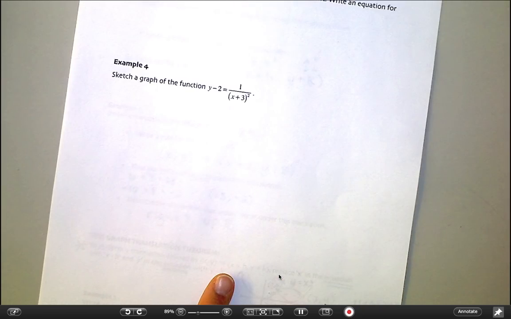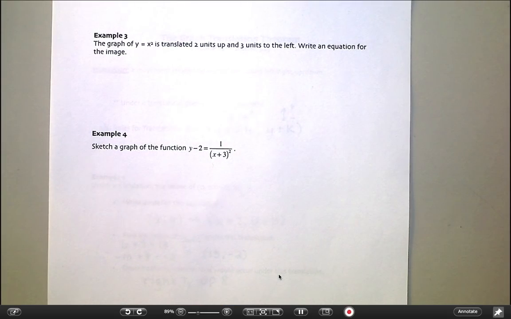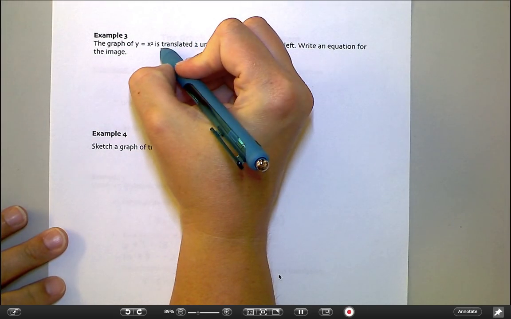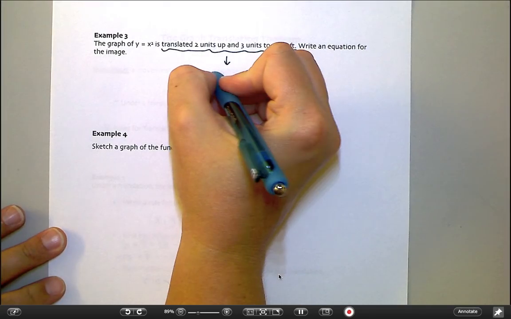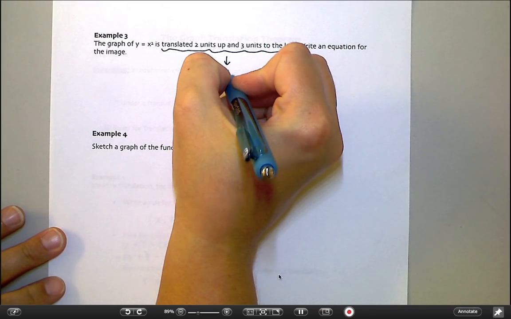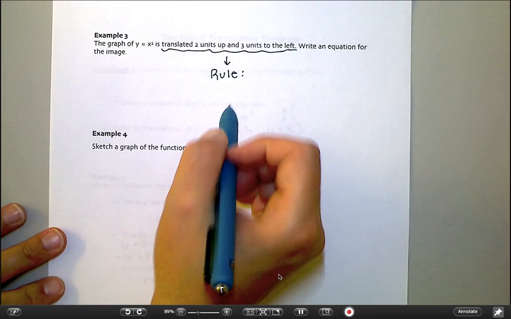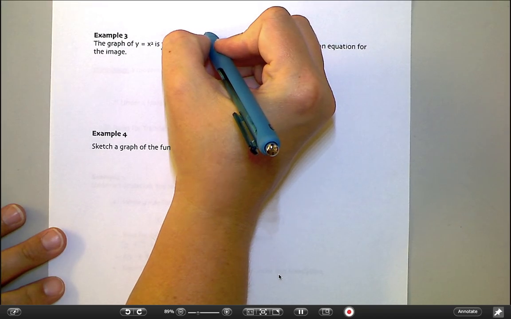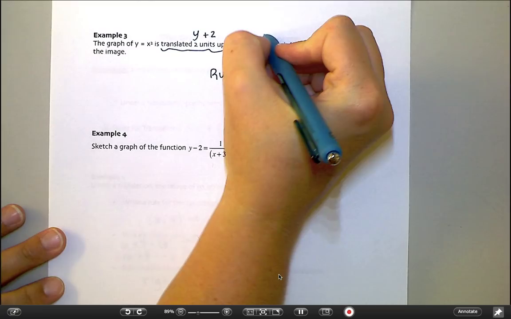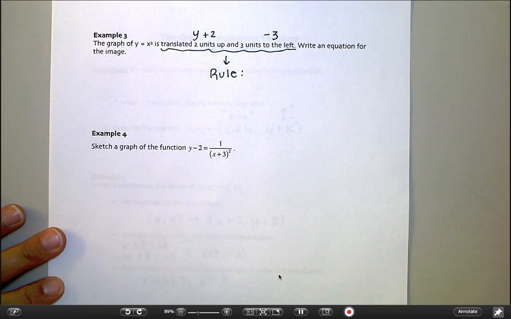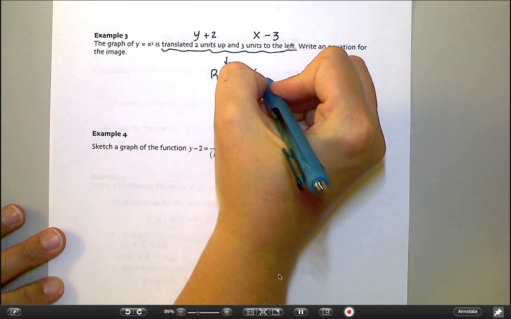Example 3 gives me a parent function here, y equals x squared, and then gives me a verbal description of what I want to have happen. What I would do is take that description and write a rule. I would always go back to the rule. So to go up 2, that's going to be a plus 2 on the y, right? And 3 to the left, that's going to be a minus 3 because it's to the left on x. So my rule would look like this.